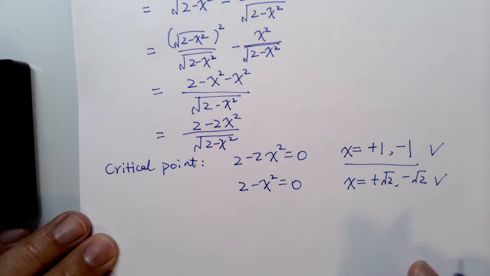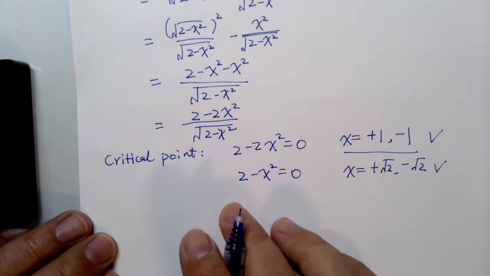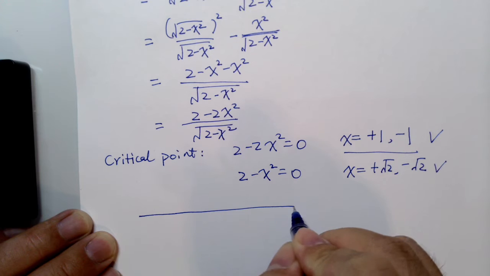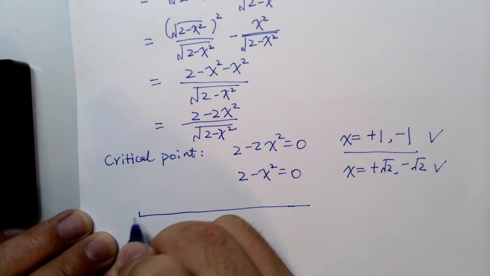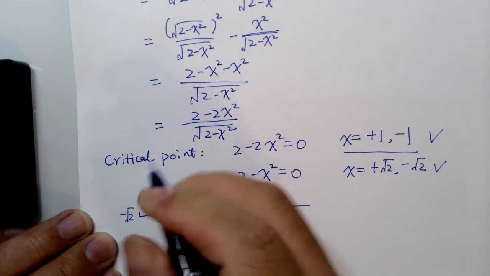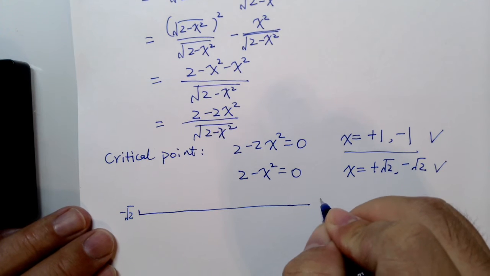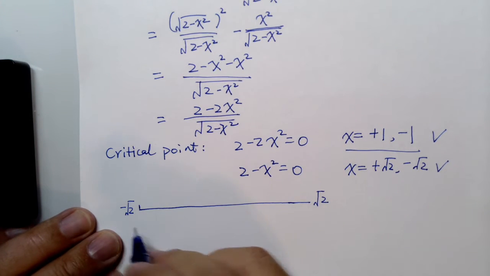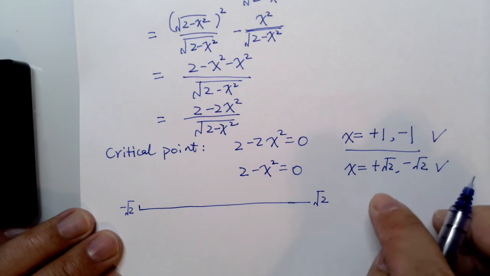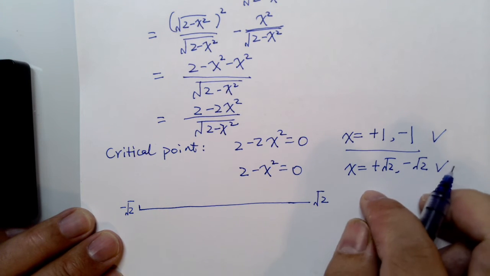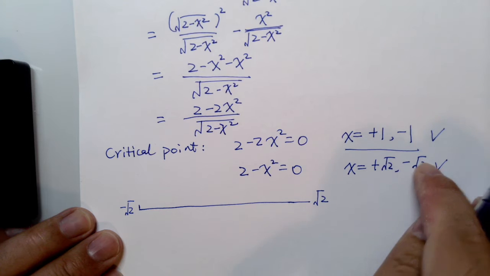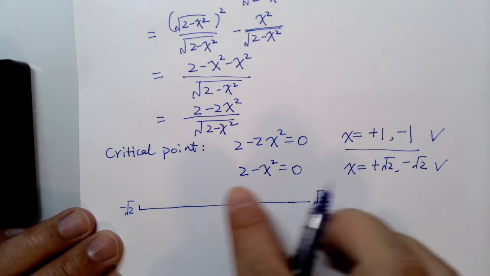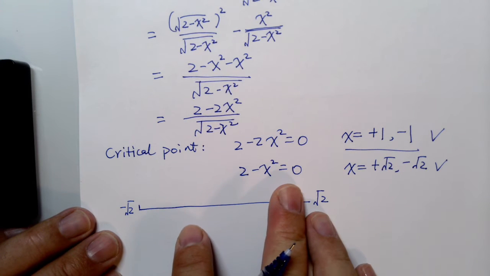All right, so now let's draw the real number line. Label the endpoints of my interval, negative square root of 2 and positive square root of 2. Now look back at those critical points. You see, those are actually my endpoints for my domain, right?